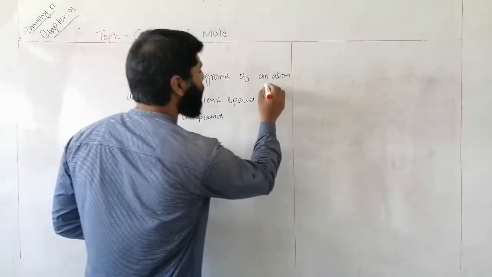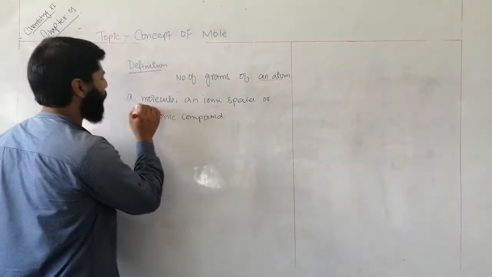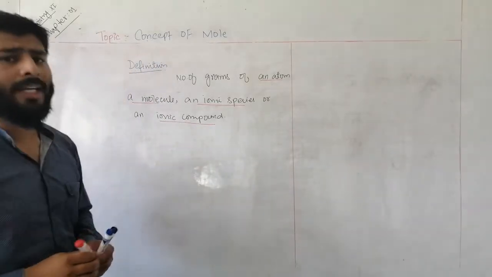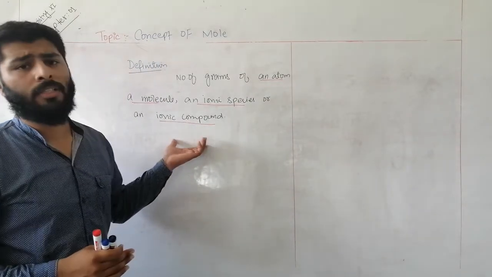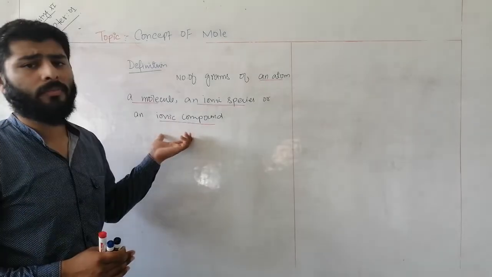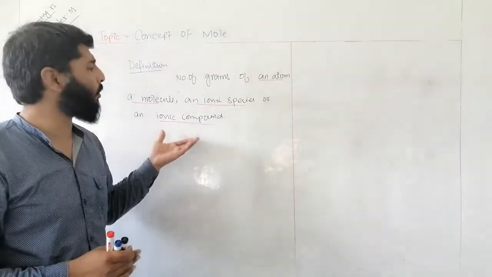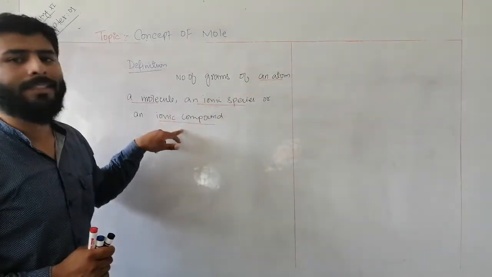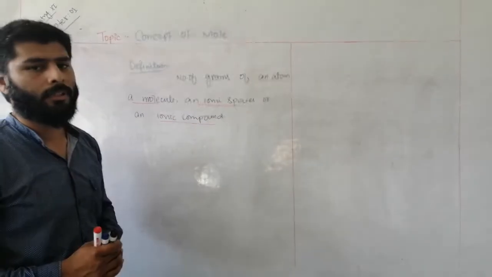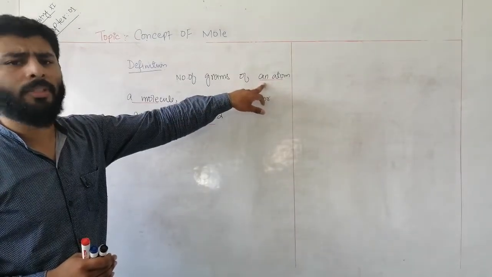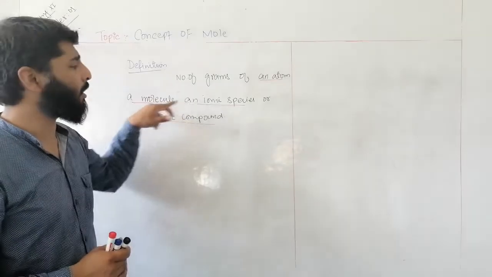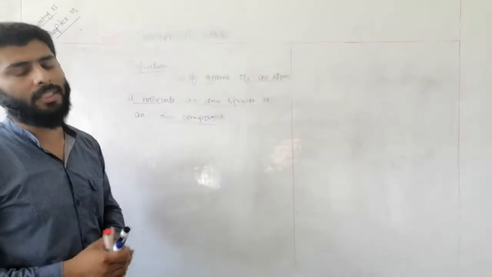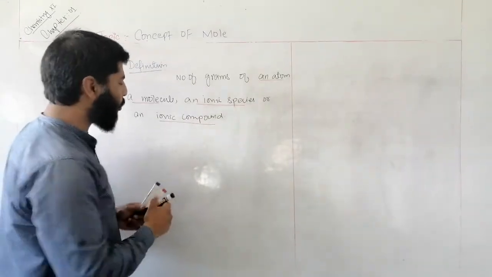Students, when you have all these substances like an atom, a molecule, an ionic species or an ionic compound, you can express their masses in atomic mass units, in kgs, in pounds, and in grams, and in different units. So, when you express the mass of an atom in grams, the mass of a molecule in grams, the mass of an ionic species in grams, or the mass of an ionic compound in grams, it will be known as mole.